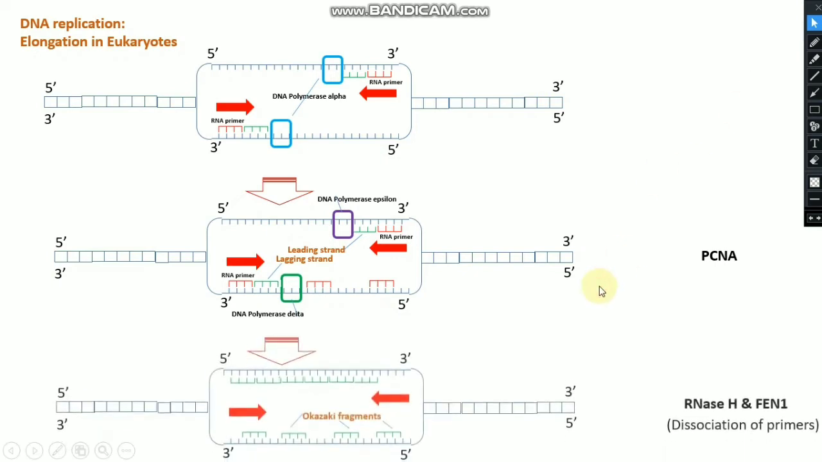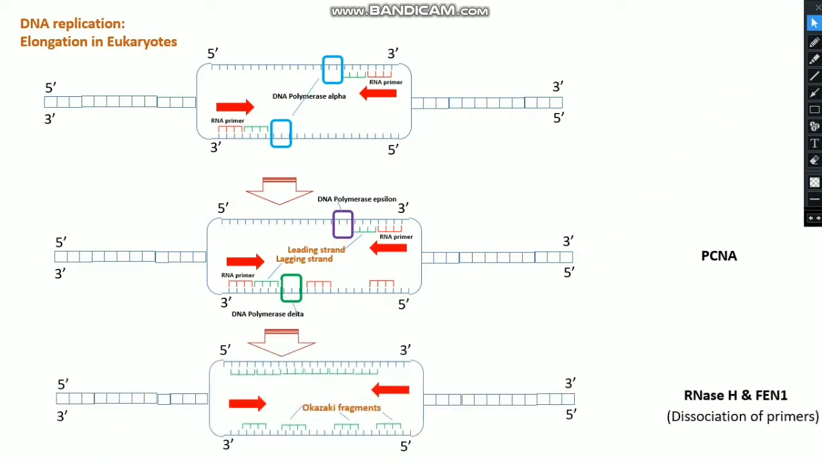So the next step is the dissociation of the primers. As you see in this figure, there are a lot of primers binding here, and here also one primer. So this is actually the DNA strand, right? So the RNA primer should be out of the DNA strand. It must be, otherwise a DNA-RNA duplex will be formed.